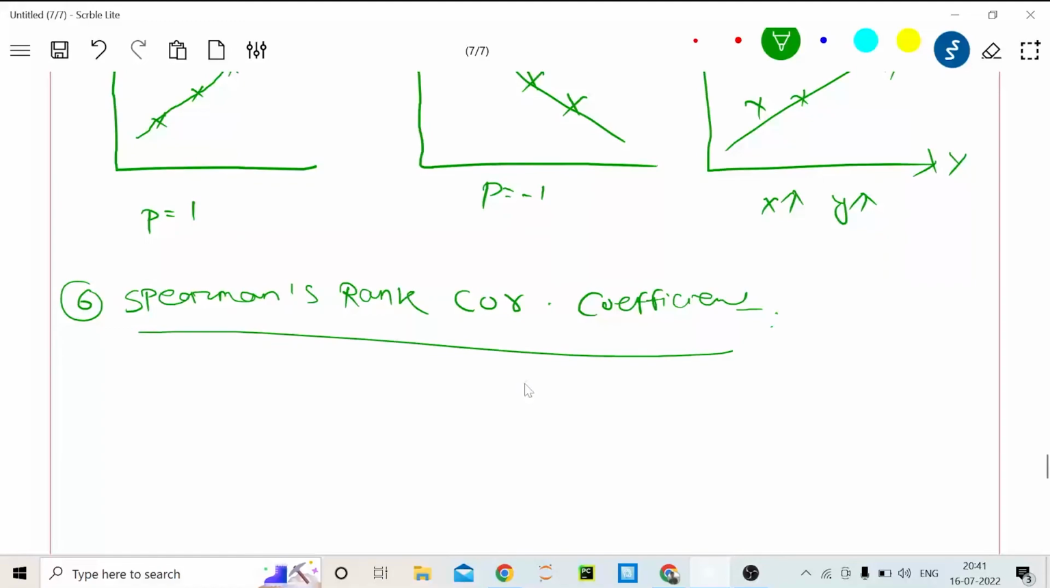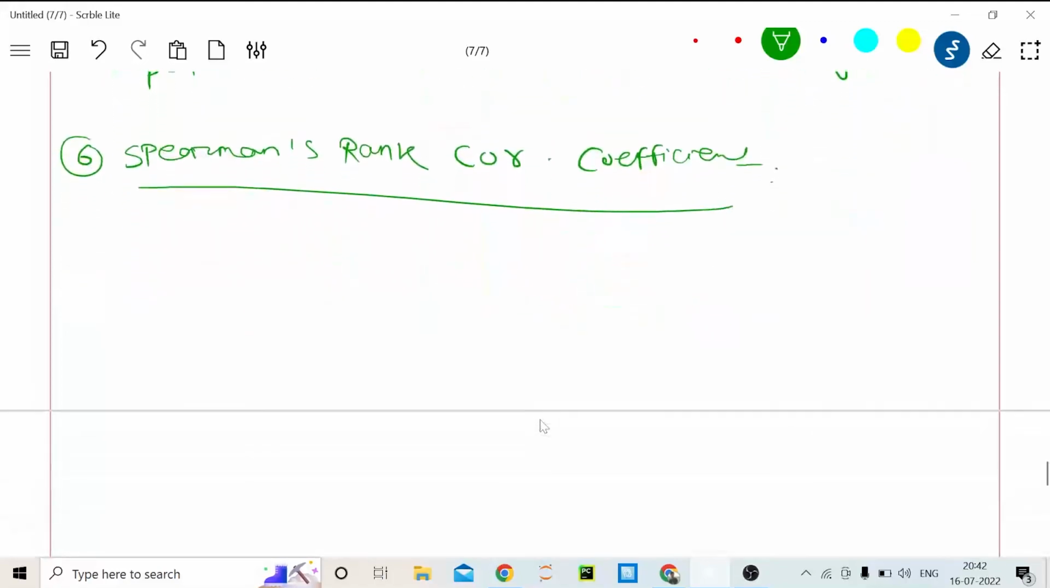Okay. Now come to Spearman rank correlation, or coefficient. In this case we focus on the rank. I will give you this as homework: search on Google or YouTube and learn Spearman rank correlation yourself. That is nothing but we just focus on rank.